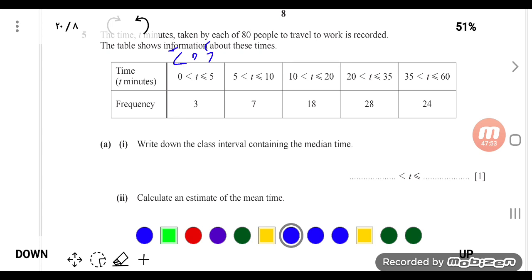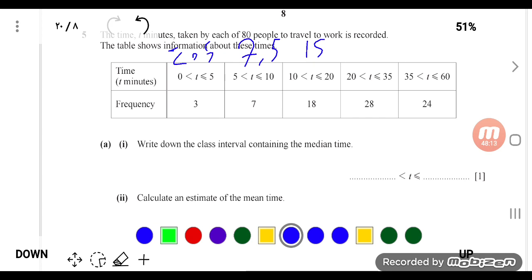5 plus 10 divided by 2, you get 7.5. 10 plus 20 divided by 2, you get 15. 20 plus 35 divided by 2, and so on. So you get all midpoints.